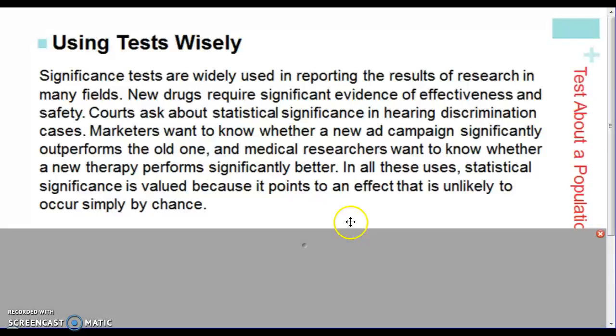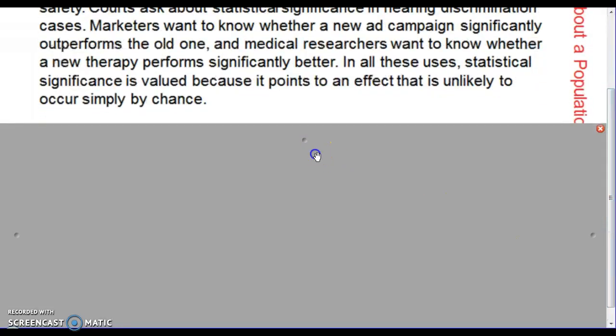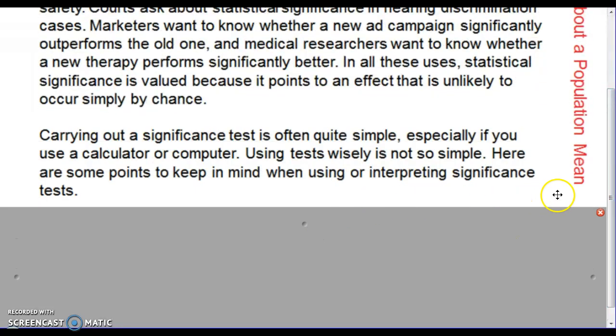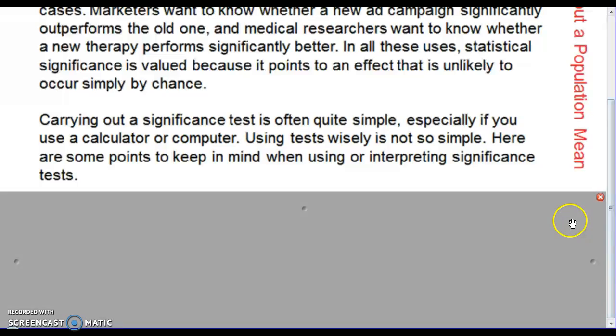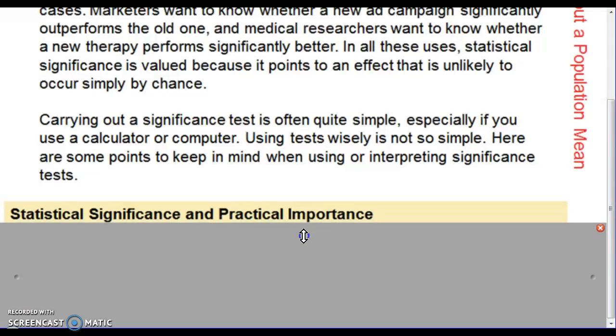Now, in all these cases, statistical significance is valued because it points to an effect that is unlikely to occur simply by chance. However, carrying out the significance test is really quite easy. You just use your calculator. However, knowing how to use them wisely is not so simple. So here are some things to keep in mind when interpreting significance tests. We'll talk about 4 things here.